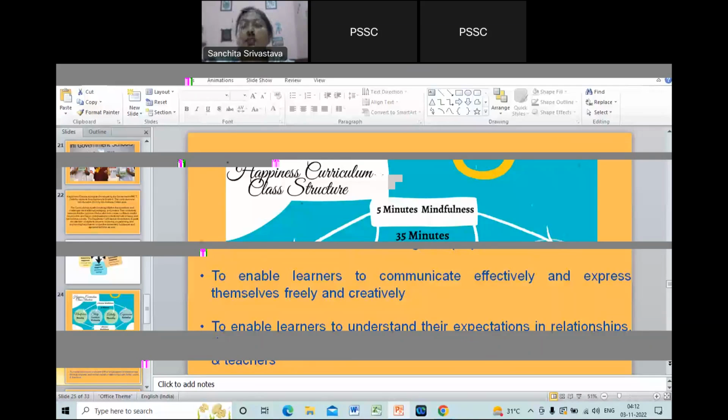parents, from friends. Okay, so they have to develop empathy, then ensure healthy relationships with the family, with peers and teachers. So that is also very, very important. A healthy relationship in the atmosphere, in the environment, is very, very important.